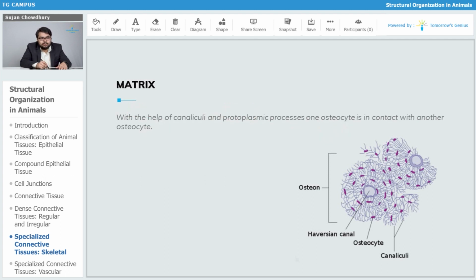With the help of canaliculi and protoplasmic processes, one osteocyte is in contact with another osteocyte. So osteocytes are, though inactive, able to maintain good connection with each other. This is because they are forming canaliculi and many protoplasmic processes, and definitely these are the spaces in between. Here we can find the osteocytes. They are capable of maintaining a coordination amongst each other.